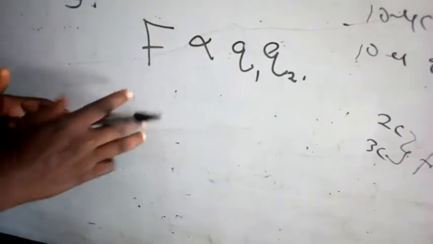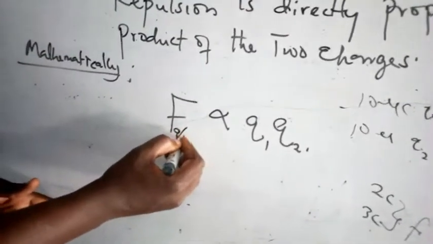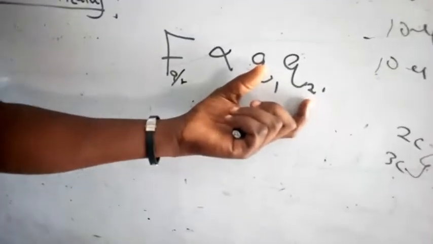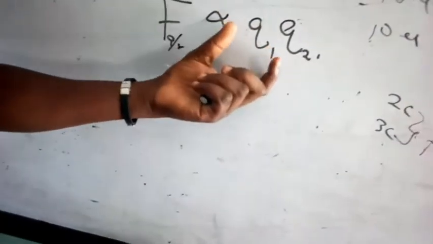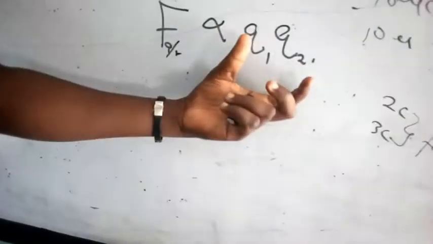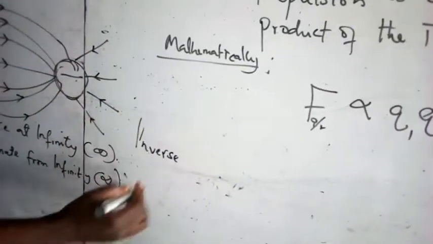So you should understand that when we talk about this product law, the force of attraction and repulsion is directly proportional to the product of the two charges, meaning that if the two charges are high, the force of attraction will be high. If the two charges are low, the force of attraction will be low. Now let us look at the inverse square law.